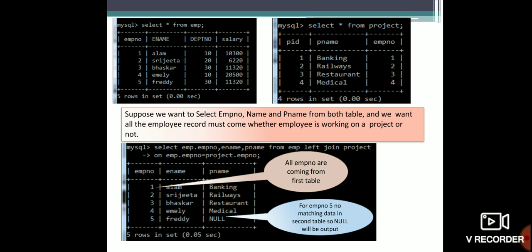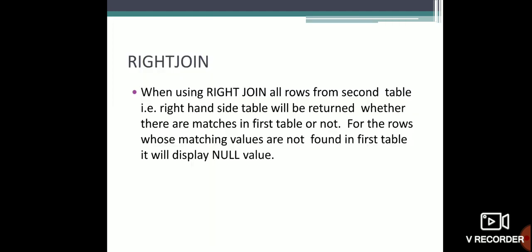So what will be the output? 1 2 3 4 5, and all of this output will be represented. Since for the fifth employee number there is no PID, and P name is null. There are no entries mentioned, so it will be represented as null.